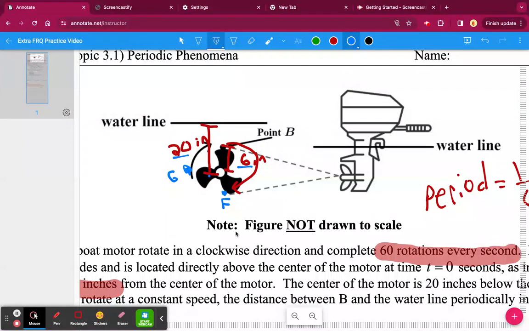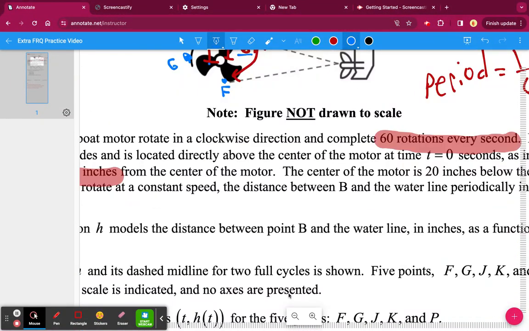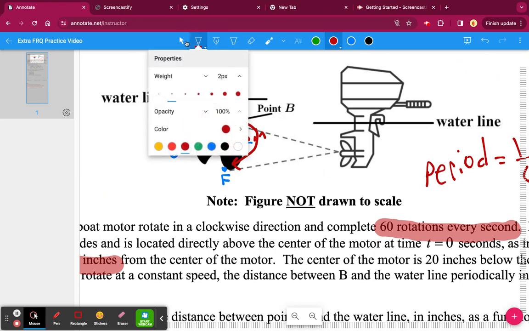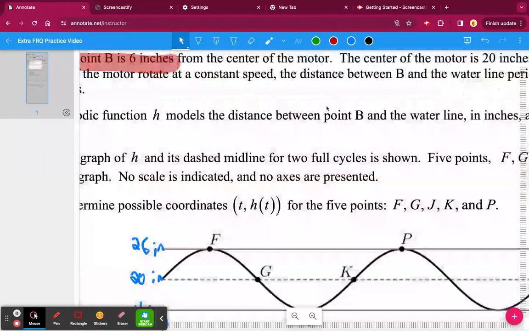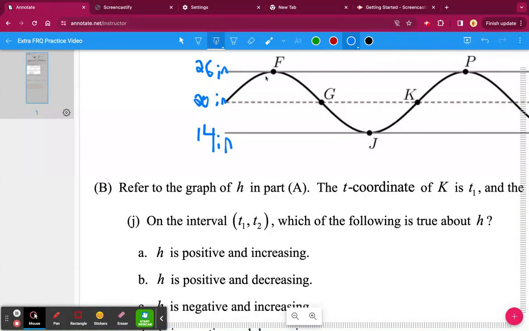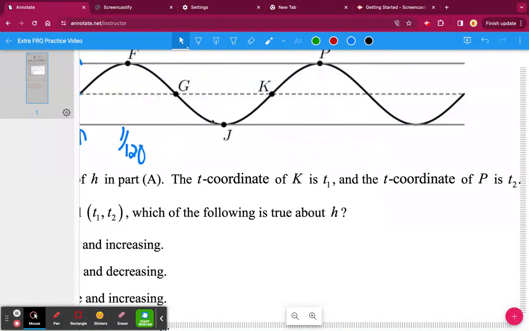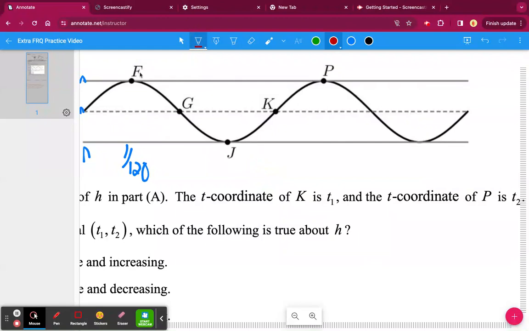So here I'm trying to think of half a period. And I already know here that my period is 1 over 60. So this right here, I went half a period. So half of my period is going to be 1 over 120 seconds. And what I do is go ahead and go a full another period to point P and then just do halfway points there. So I'm going to do F first, do P next.